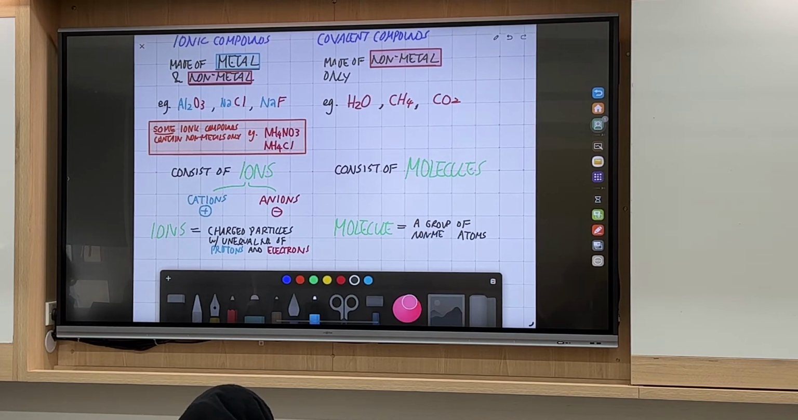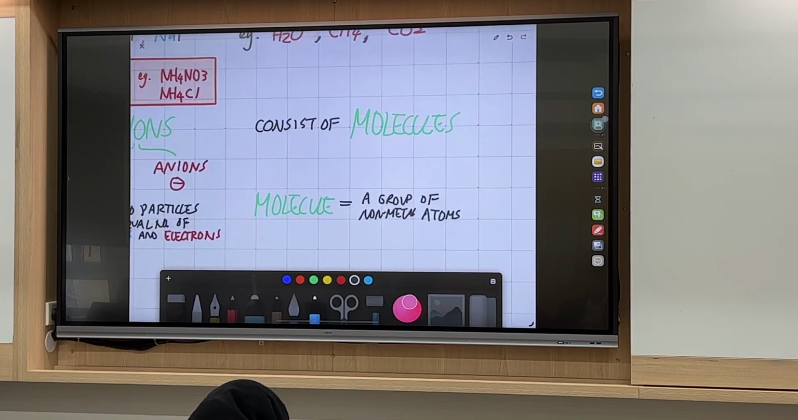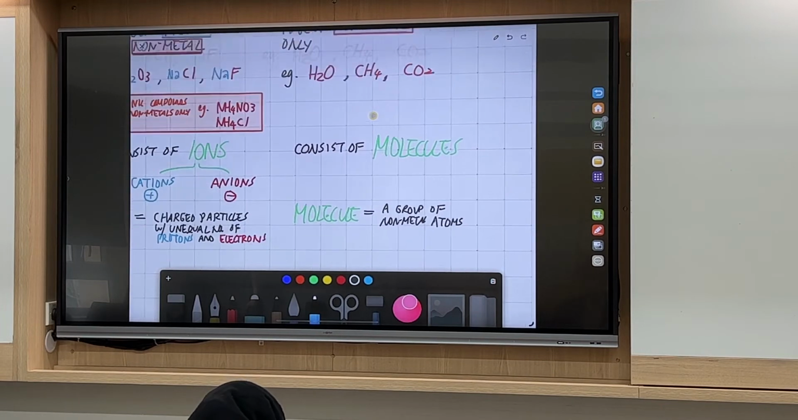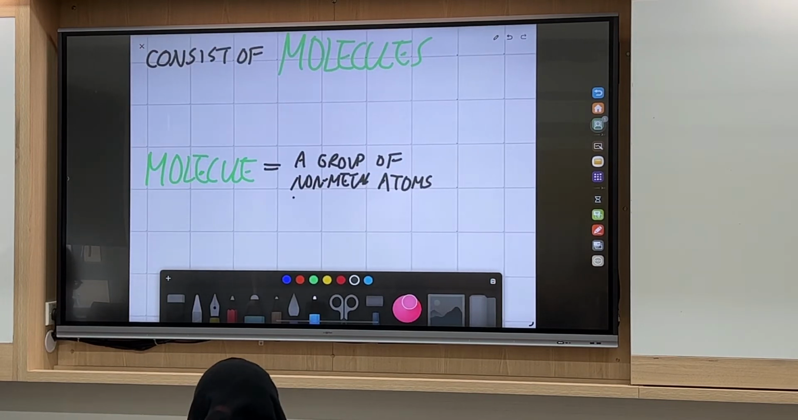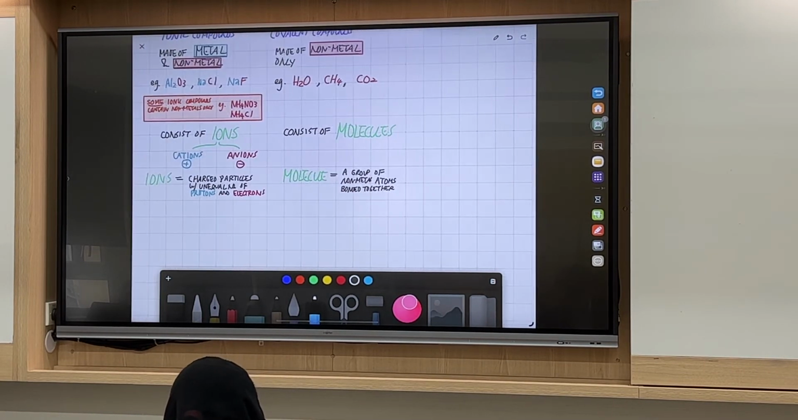This is why you only see the word molecule under covalent compound. You will never use the word covalent molecule with ionic compound. These two terms are mutually exclusive. Ionic compounds are not made of molecules because they are not made of non-metals. And since a molecule is a group of non-metal atoms, it can only exist in covalent compounds. So a group of non-metal atoms bonded together as a single unit.